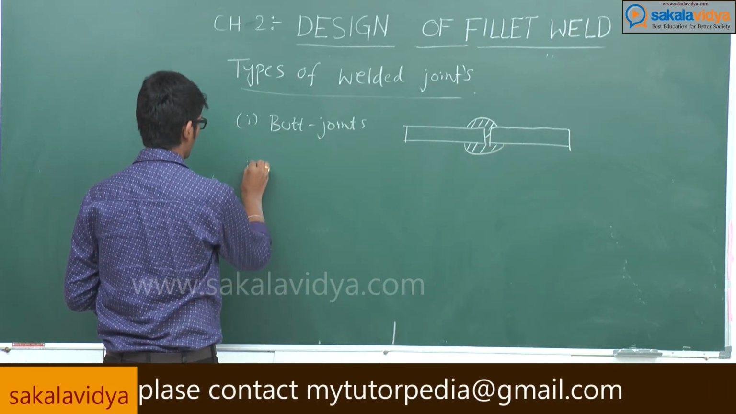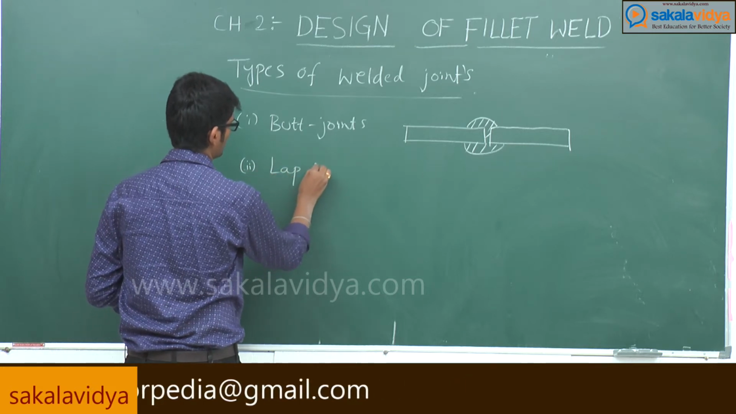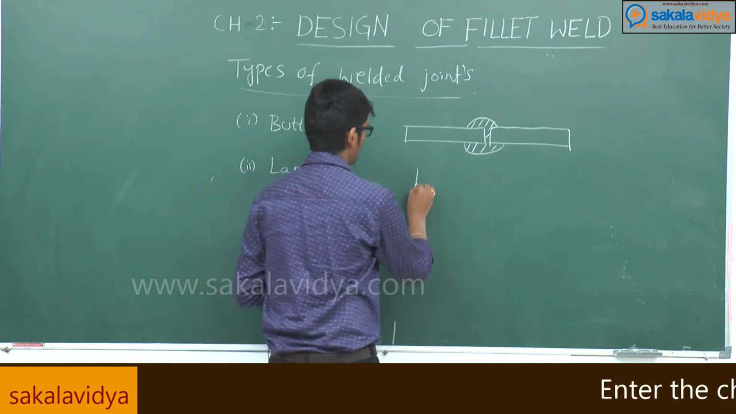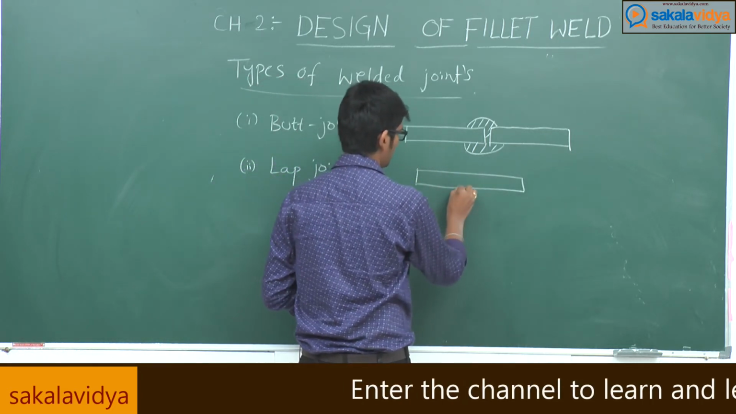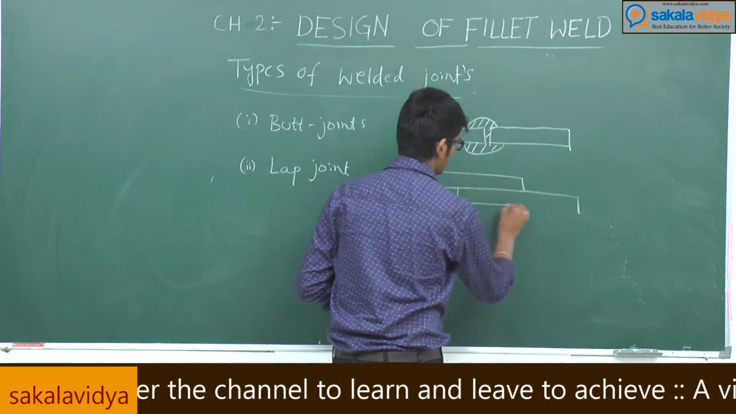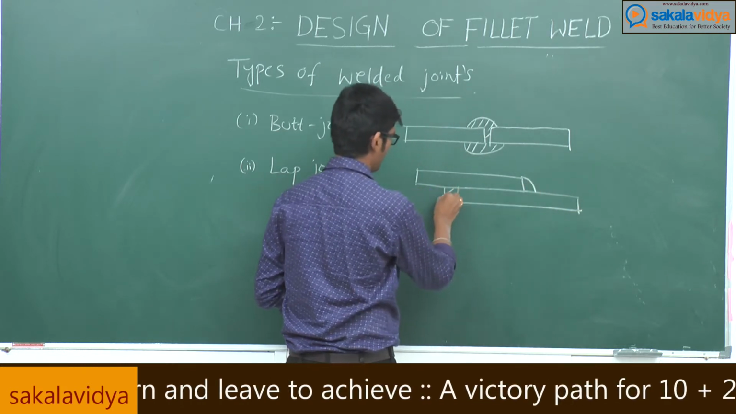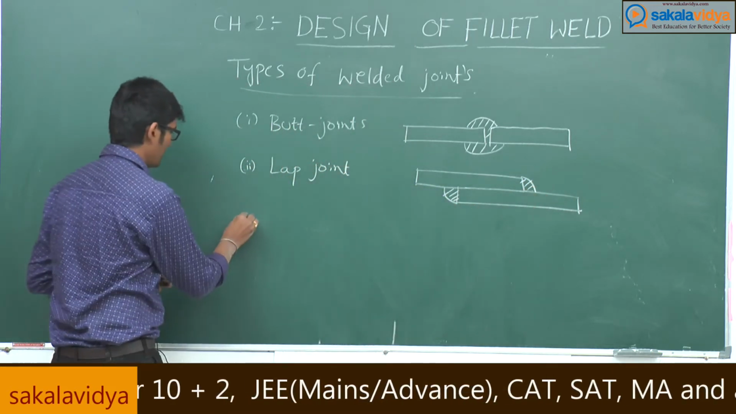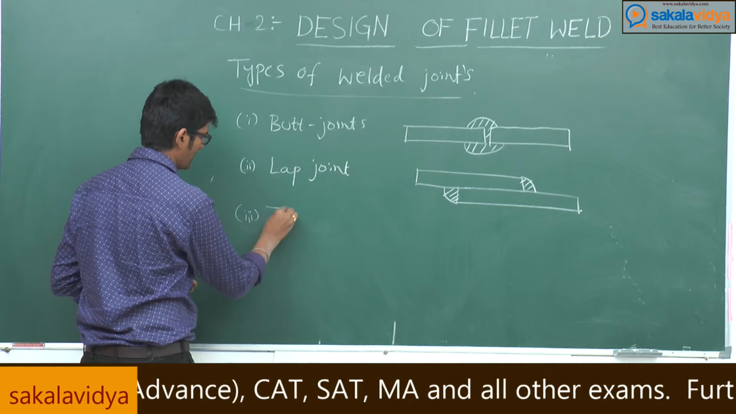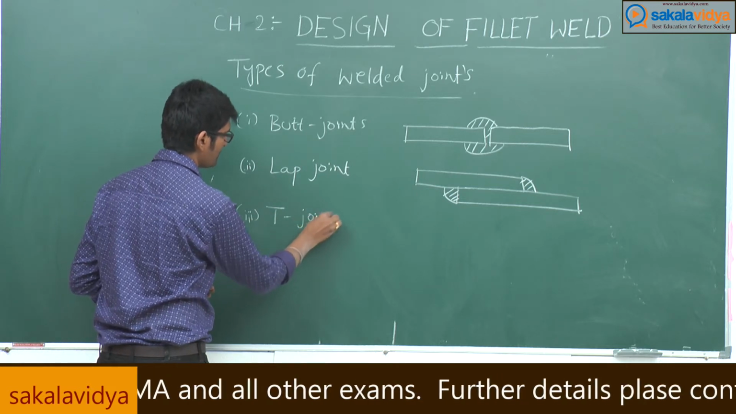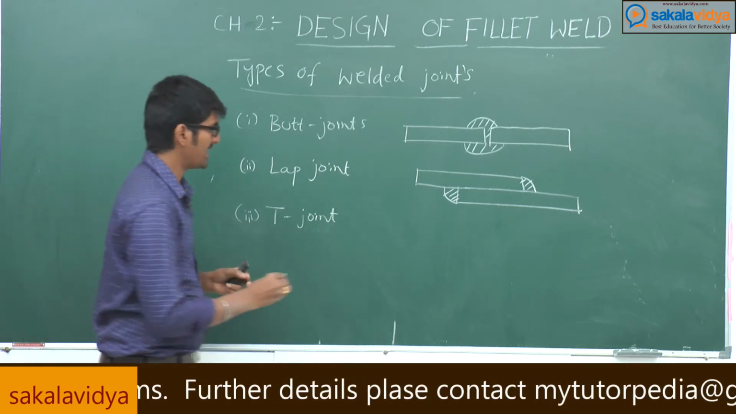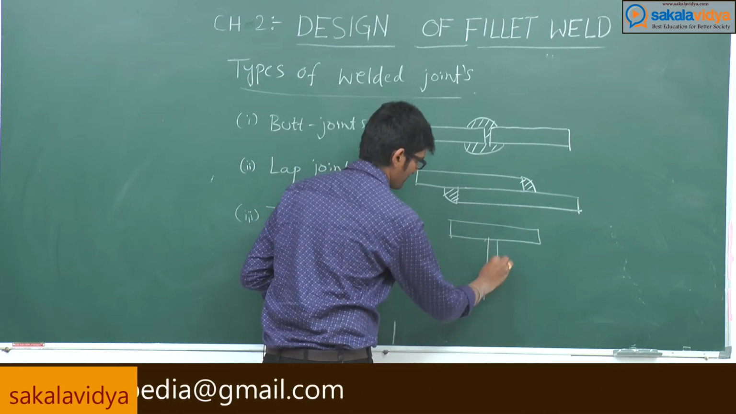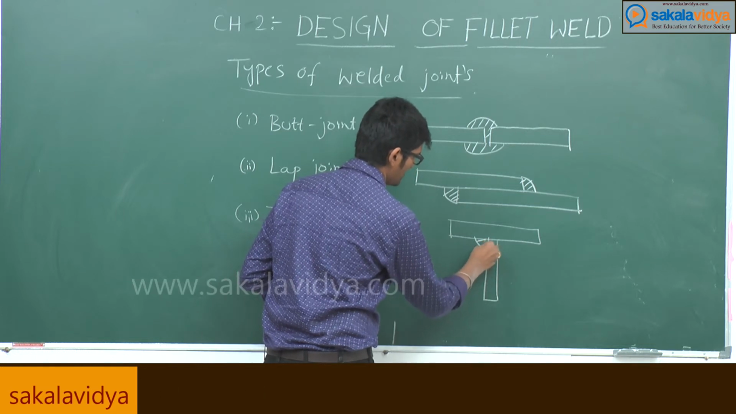The second one is the lap joint. What is meant by a lap joint? When they overlap each other, this is a plate and this is also a plate, and welding is done here and here, this is called a lap joint. The third one is the T joint. When the two plates are placed in the form of a T, this is called a T joint.